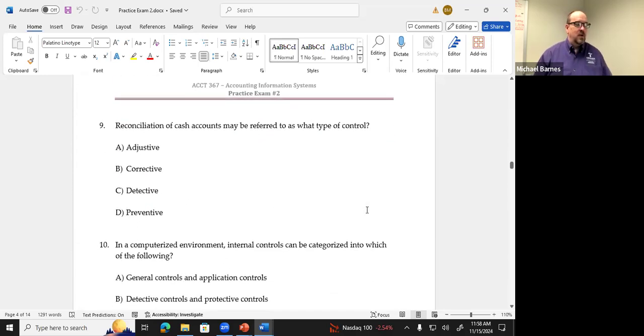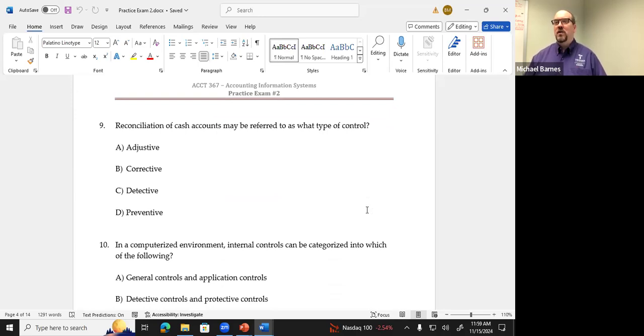Reconciliation of cash accounts may be referred to as what type of control? So reconciliations, like a bank reconciliation, what is the goal here? Well, first of all, adjustive controls are not a thing. I throw those on there frequently, but that's not an actual thing. So we have three types: preventive, detective, or corrective. Sorry, I used preventive twice this time. All right, preventive, detective, or corrective.